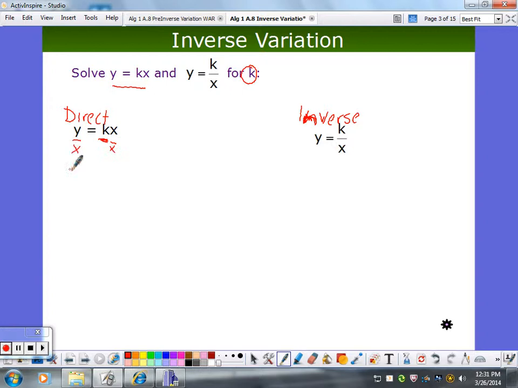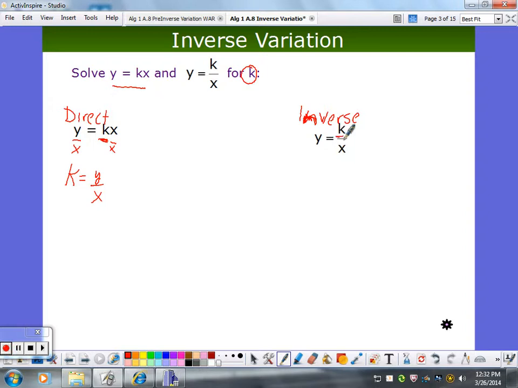You divide by x. So k equals y over x. So in a direct variation, y equals kx, k equals y over x. Divide to find the constant of variation, and it will be the same. Every y divided by every x, you're going to get the same k. Let's solve this side for k.